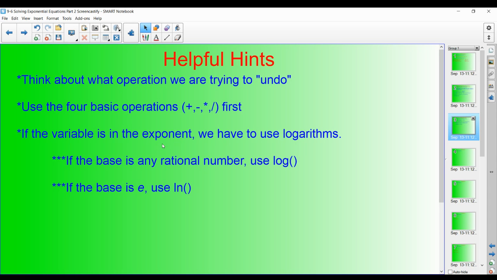Here's another hint. If the base is any rational number, so any decimal, any fraction, any whole number, remember it's got to be positive, we're going to use logs. If the base is e, if I see an e in there, I want to use natural logs, because natural logs are the inverse of the exponential constant e.